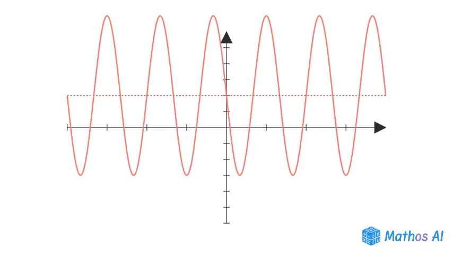Finally, we find the vertical shift. The vertical shift, k, tells us how much the wave is shifted vertically. The vertical shift is k equals 2. This means our wave is shifted 2 units up from the x-axis.